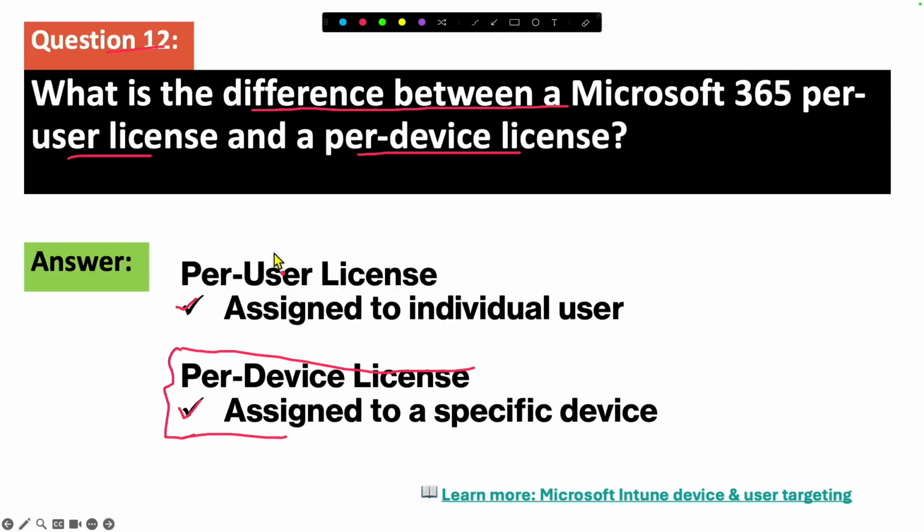If a user uses the device all the time, and it is allocated for that user, then 99% of the time you would go with the per user licensing model.